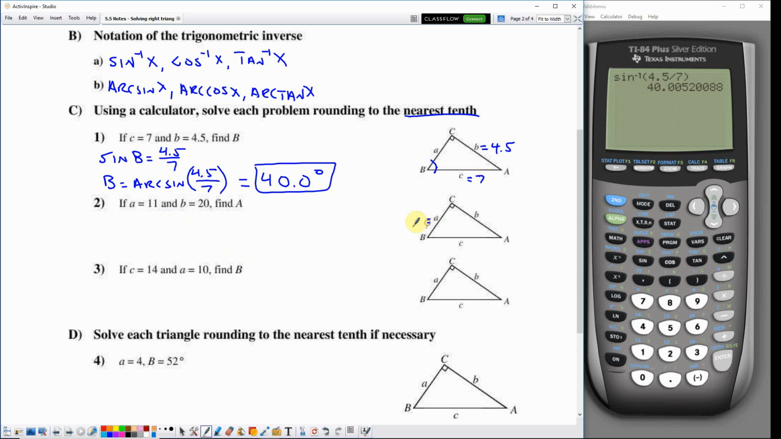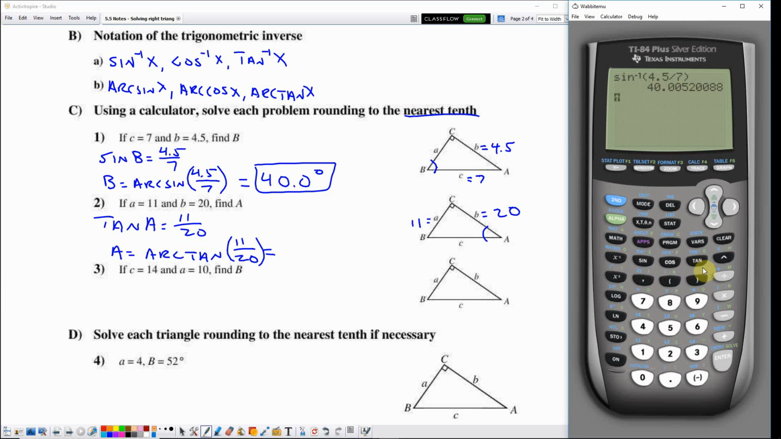Number 2, if A is 11 and B is 20, find the measure of angle A. This time I've got opposite and adjacent legs. So I'm going to use tangent. So tangent A equals the opposite over the adjacent. Again, it's the input, the angle, that's the variable, so I'm going to use an inverse. So A is arctangent 11 over 20. So in my calculator, second tangent, 11 divided by 20, 28.8 degrees.